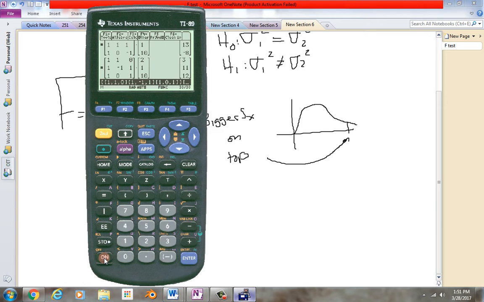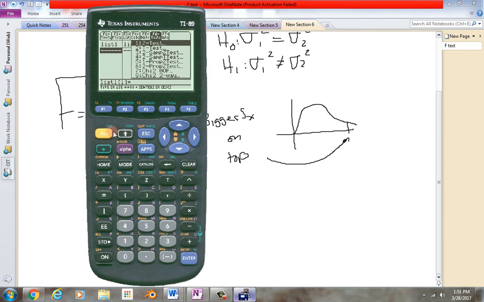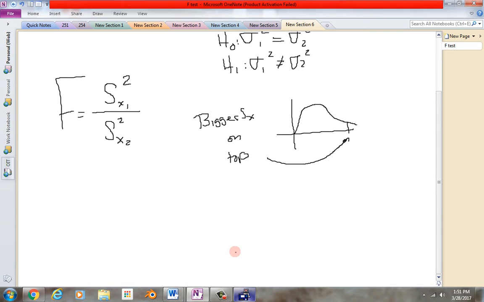Alright, so again, it's in here. Apps, Flash apps, stats list editor, edit baby, whatever. And then we're going to go to second F6 for the test. Oops, not the F6. I'm sorry, I lied to you. I'm going to go F5, inverse F. Okay, this one has it. And you'll notice it asks for 2 degrees of freedom, 2 different degrees of freedom, as you would imagine it would. Okay, so that's kind of how the story goes.